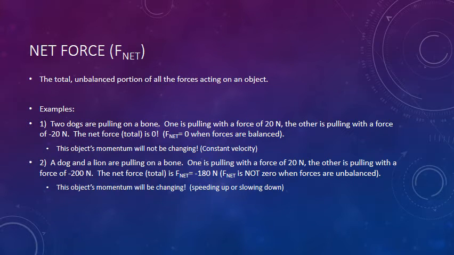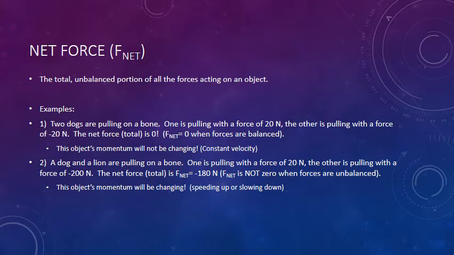Another example of a net force, this time one that does not equal zero: if you had a dog and a lion pulling on a bone. The dog is pulling with a force of 20 newtons. The lion is pulling with a force of negative 200 newtons. In this case, the net force, or the total, is negative 180 newtons. So the net force is a little bit less than the lion pulling by itself. That means the momentum change of this bone is not going to speed up quite as much as it would if the lion was the only object pulling on it, because the dog is pulling in the opposite direction.